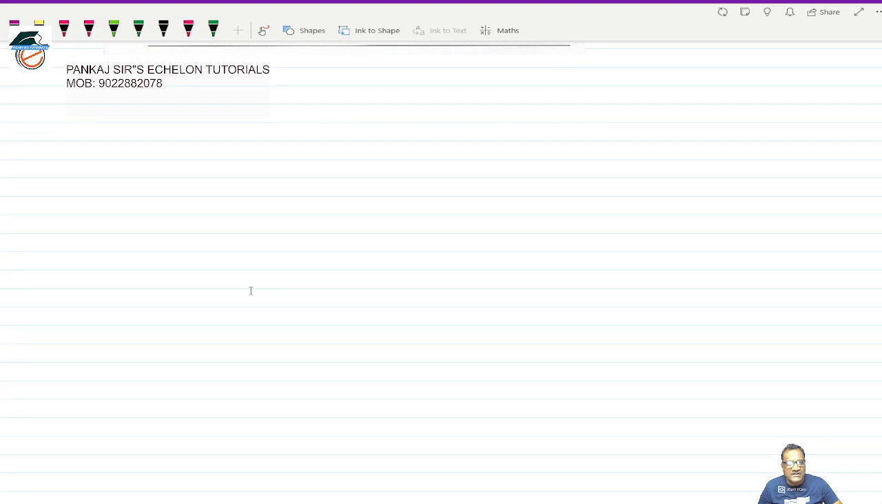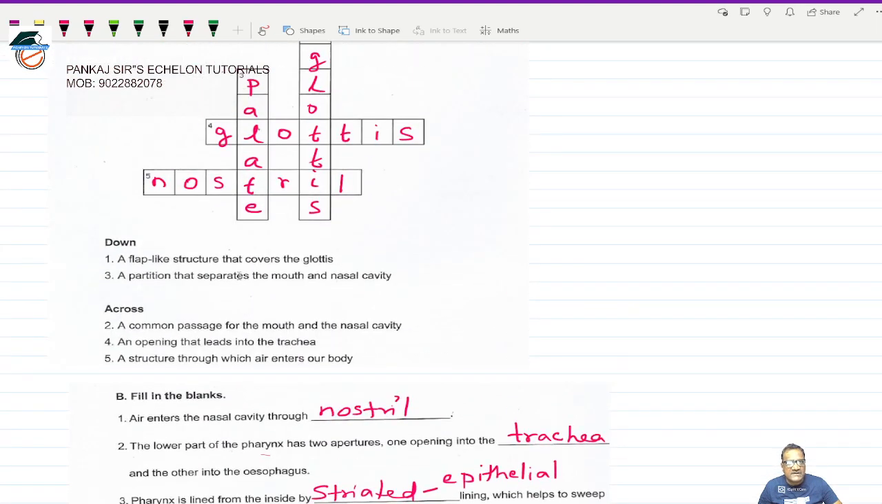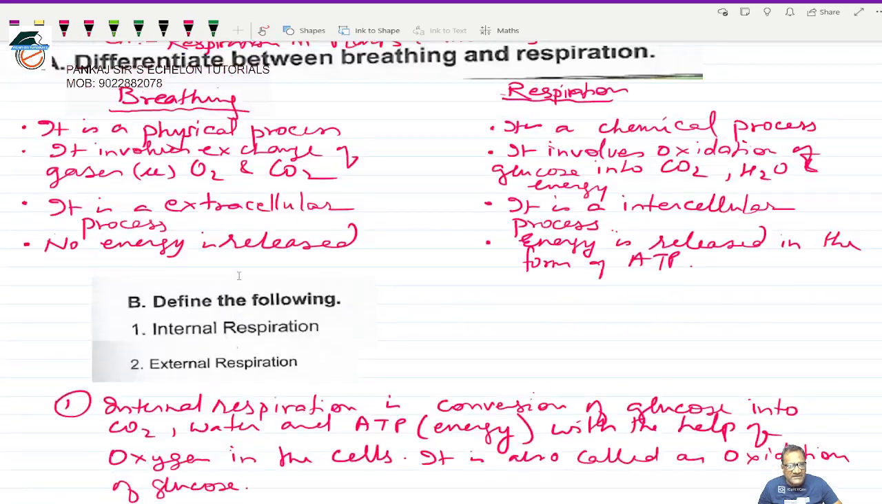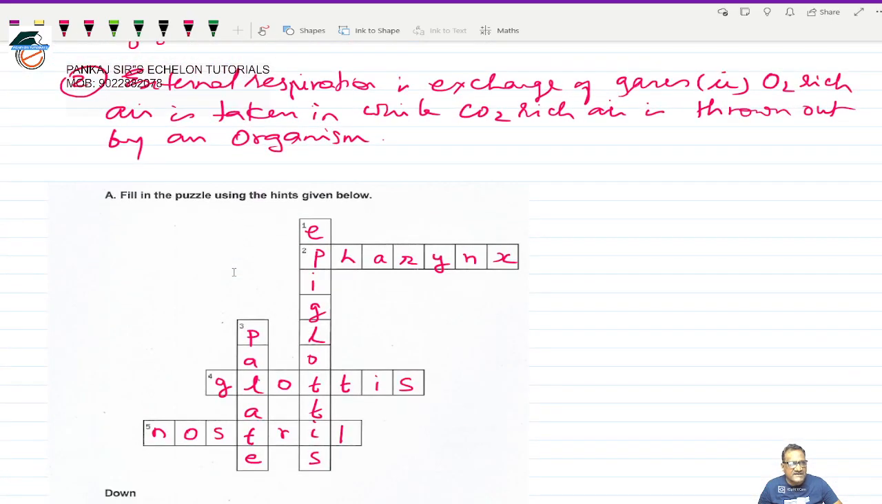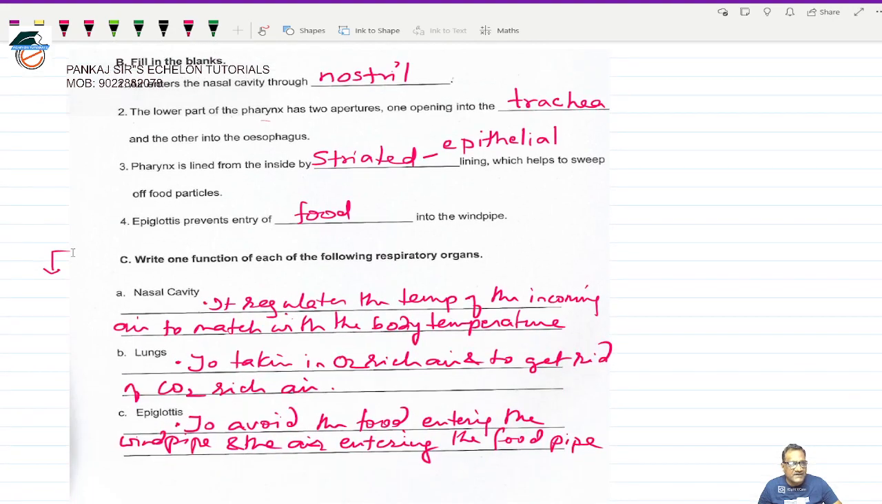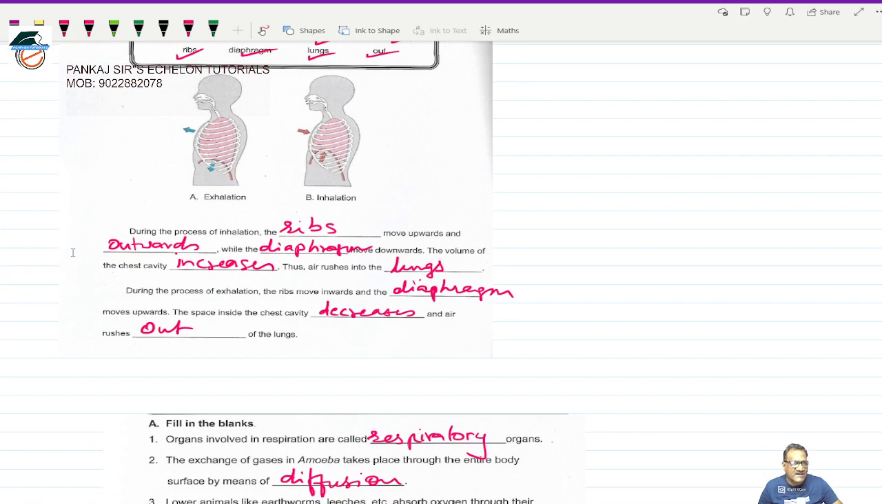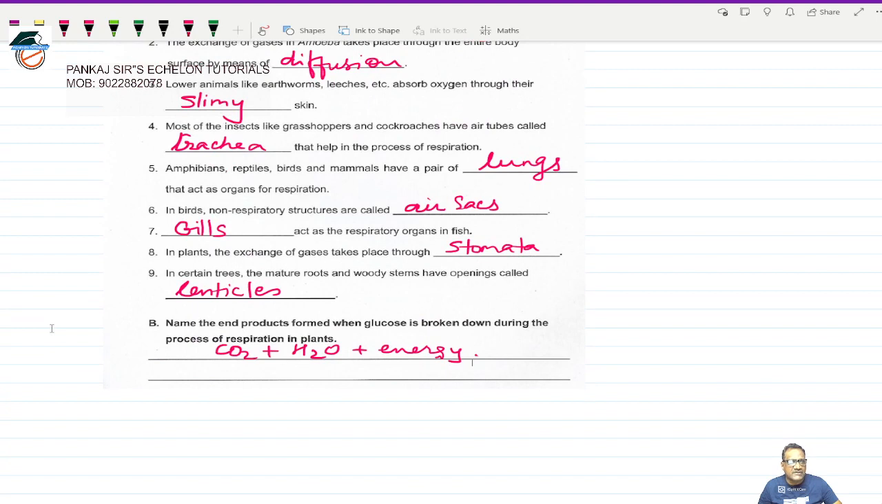I think that's the end of these questions also. So that was all for this second part of the session, where we have included the question answers of the non-Selina books. The Selina book question answers have been discussed, and the non-Selina book question answers have been discussed. So that's the end of the question answer session on this chapter, respiration in plants and animals.